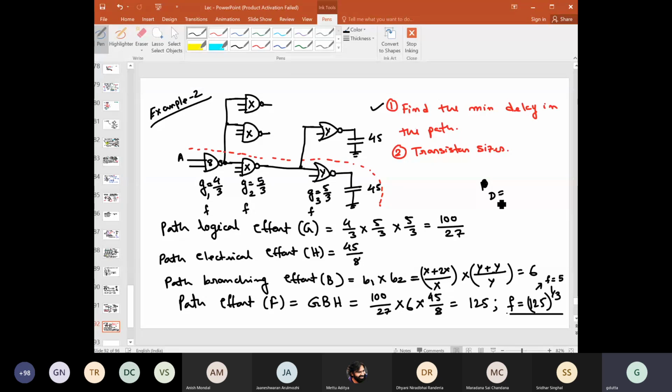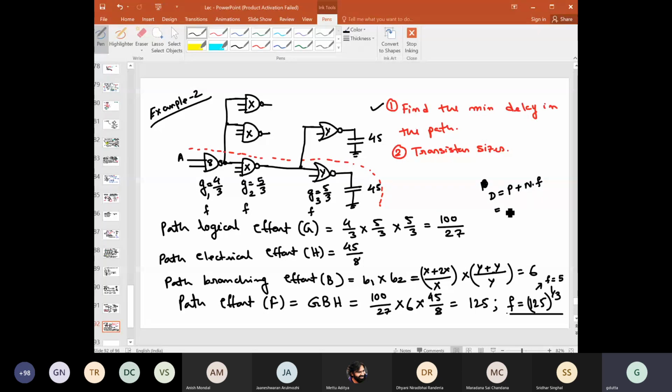And to find the total delay d, we have to find the p. P means the summation of all these parasitic delays, plus this n into f, right? So that's how we can find the delay. We know the value of n. N is the number of stages, that is 3. This f is 5. We can find the parasitic delay for this.